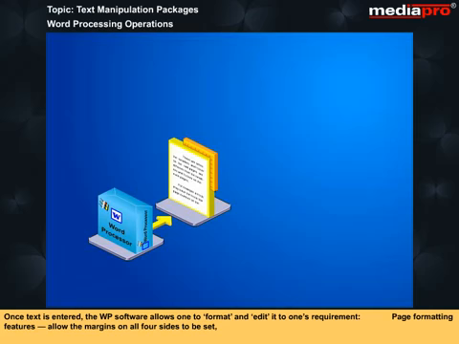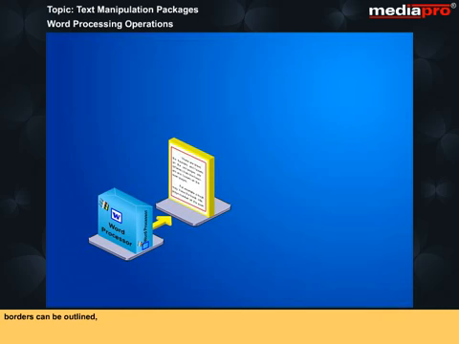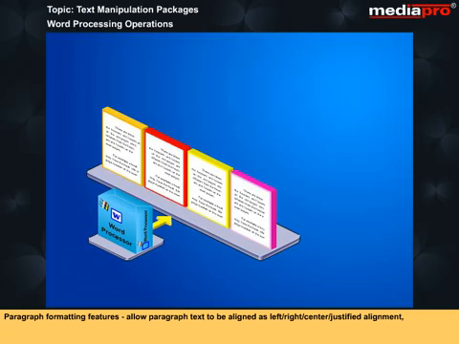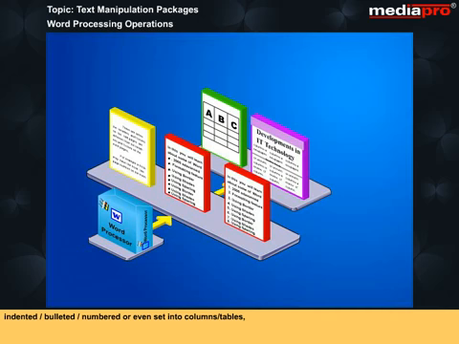Page formatting features allow the margins on all four sides to be set. Borders can be outlined, and the orientation can be set to landscape or portrait. Paragraph formatting features allow paragraph text to be aligned as left, right, or center justified alignment, indented, bulleted, numbered, or even set into columns and tables.